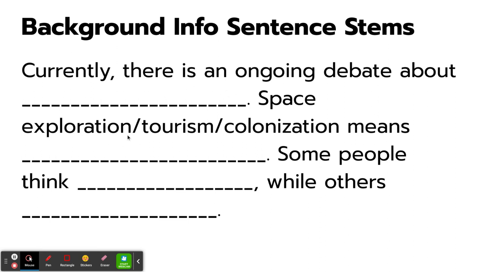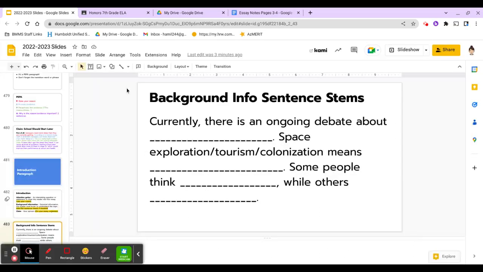For the second sentence right here, you would have to pick which topic you're doing: exploration, tourism, colonization, and define that. Basically, we're trying to get a gist of what the argument is. What are people debating? What are they talking about? And you would fill in this part right here. Okay, so background information. Let me know if you have questions about that part.